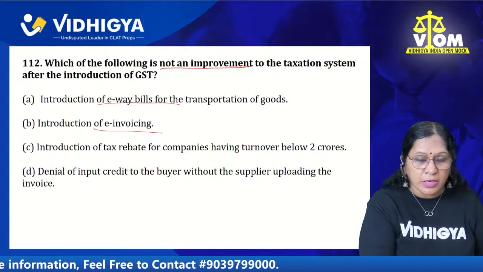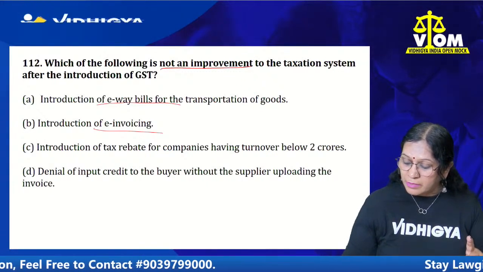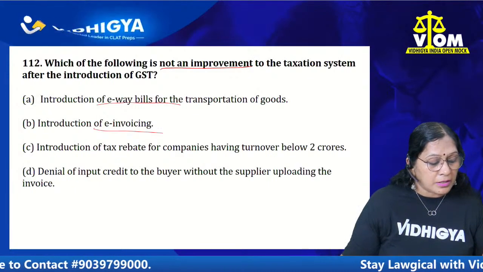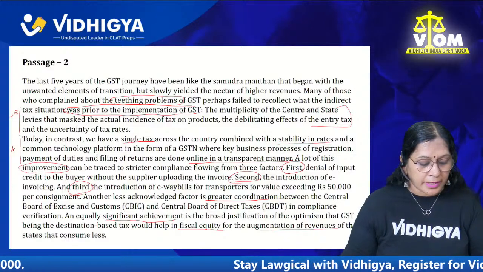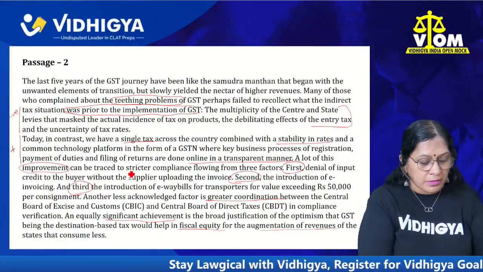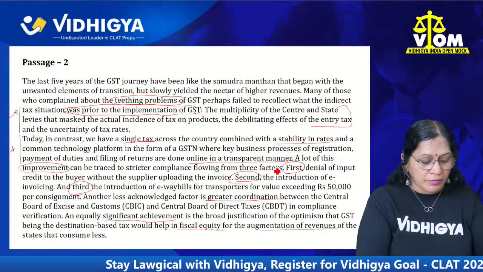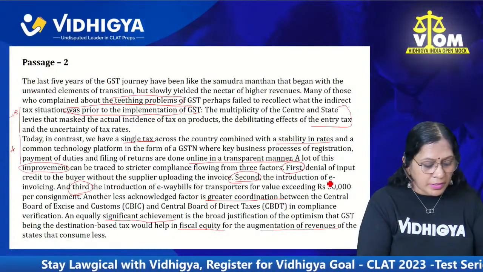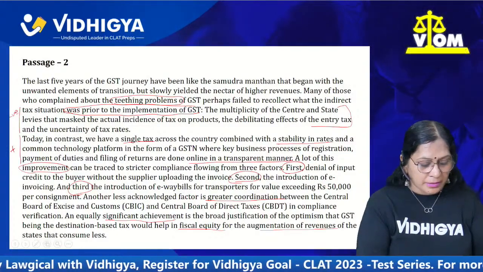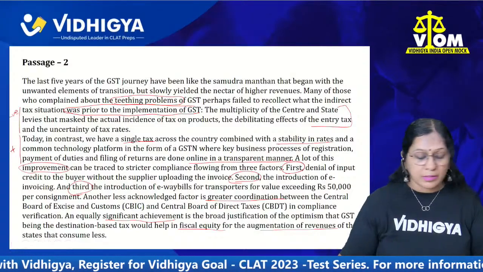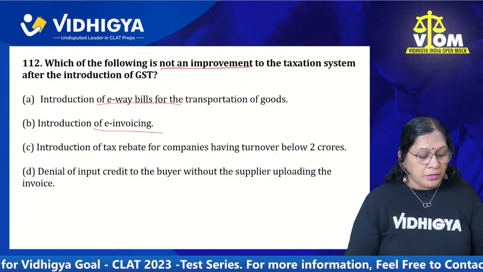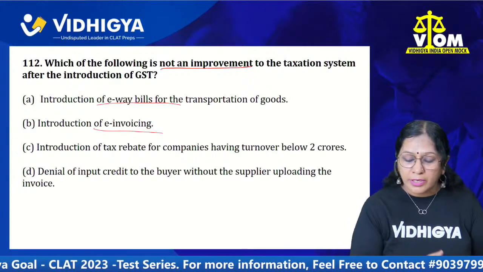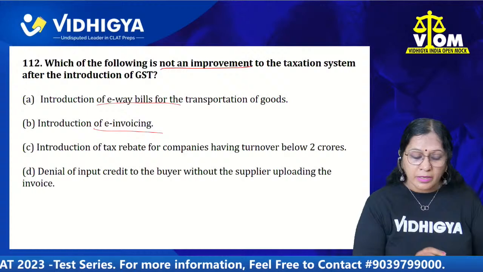Because it's talking about the improvement, and we had that paragraph where we were talking about improvements. I had marked first, second, third. So we have the e-way bills, we have the e-invoicing. So we need something that is not an improvement. So what don't we have?